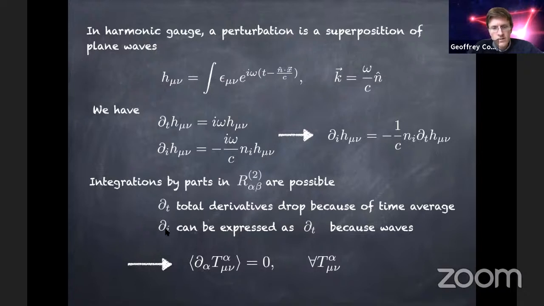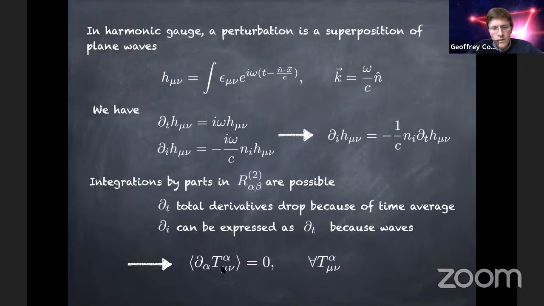Now the total d_i derivative, because of this property, you can rewrite as t derivatives, and this t you can put in front. So if you have a total d_i derivative of some harmonic function, you can rewrite it as a d_t because of the wave property of these harmonics, and then it would drop as well.